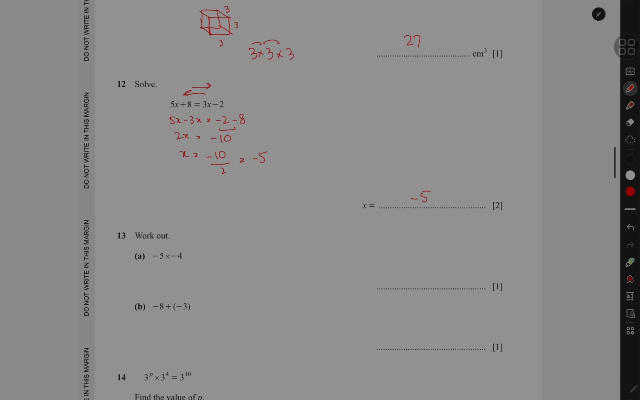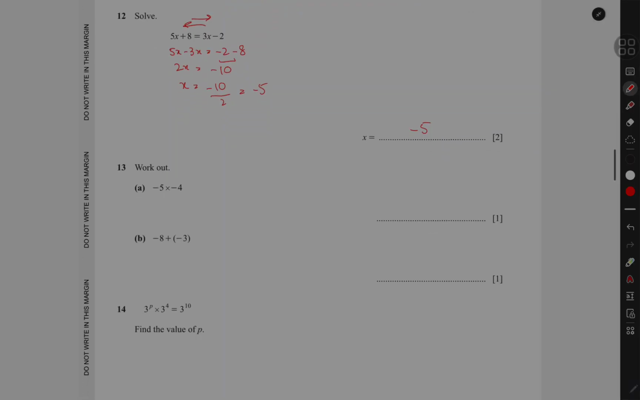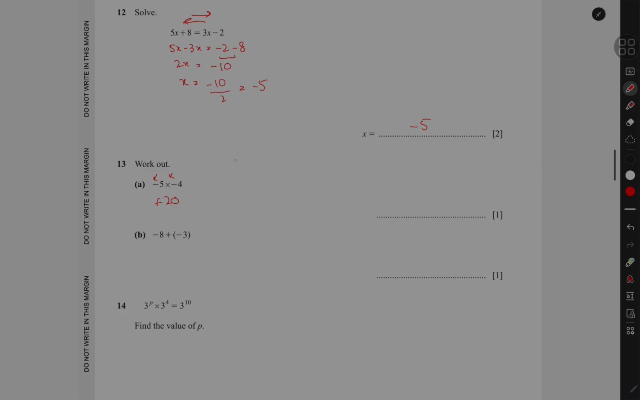Pretty simple. Work out negative 5 multiplied by negative 4. That's pretty simple. 5 fours is 20. That we know for sure. Negative multiplied by negative is a positive. Positive multiplied by positive is a positive. But if these signs are different, for example, positive multiplied by negative, that would be negative. Negative multiplied by a positive would also be a negative. So these were the same signs. Negative, negative. 5 fours are 20. Negative, negative is positive. The answer is 20. Pretty simple.